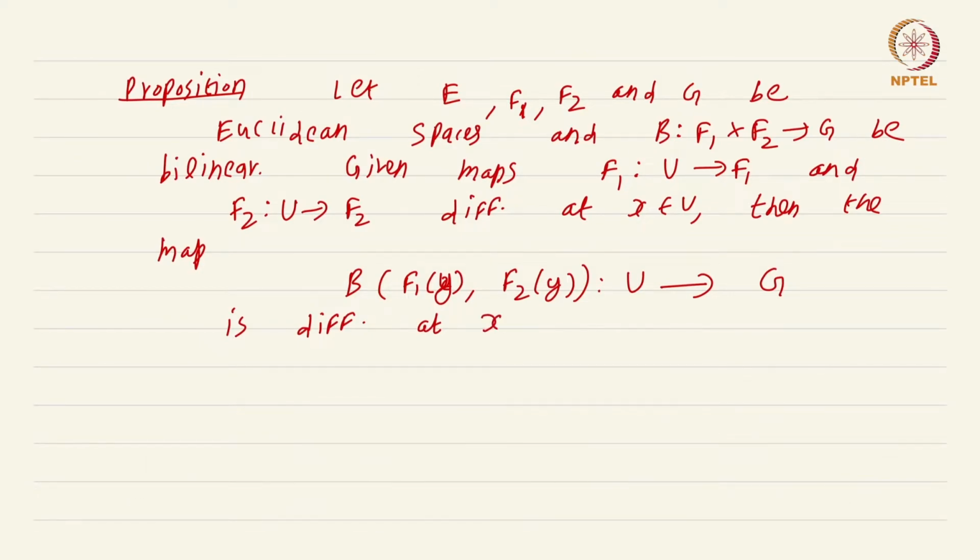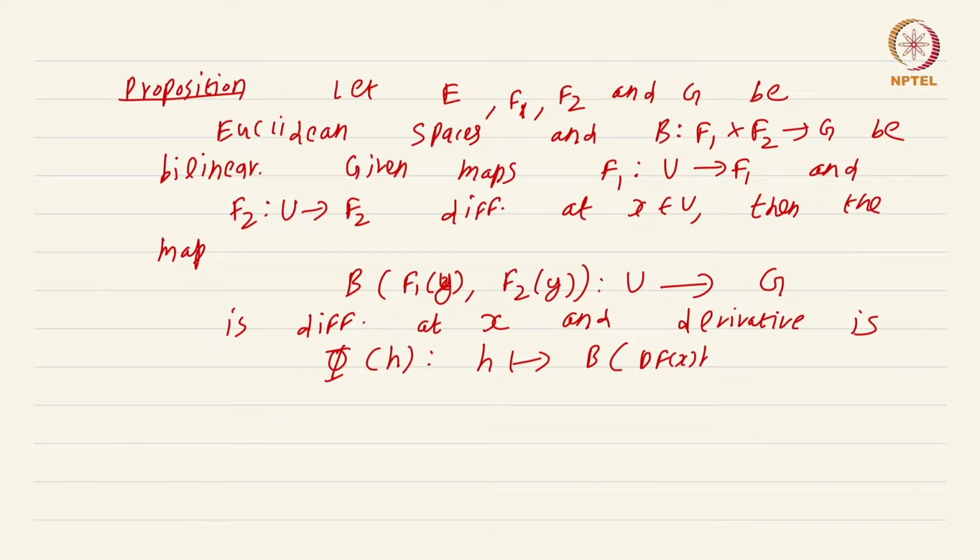It is differentiable at x, and the derivative surprisingly is given by phi of h, which takes h to B of dF1x h comma F2x plus B of F1x comma dF2x h.